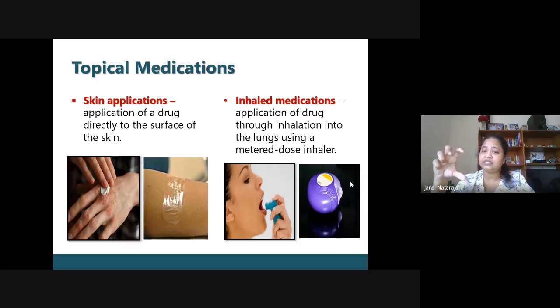Inhaled medications are the mist or the fog which is formed from the medication, and it goes directly into your respiratory tract. Most of the time it is for asthmatic patients. Asthma patients have bronchoconstriction. Many of these drugs are bronchodilators. So whenever they feel that they cannot breathe anymore, they take one puff. It dilates their bronchus, and they get great relief. Many patients are using these metered dose inhalers. And when it comes to children, there is something called a space inhaler. When you go to pediatrics, you will learn about it.